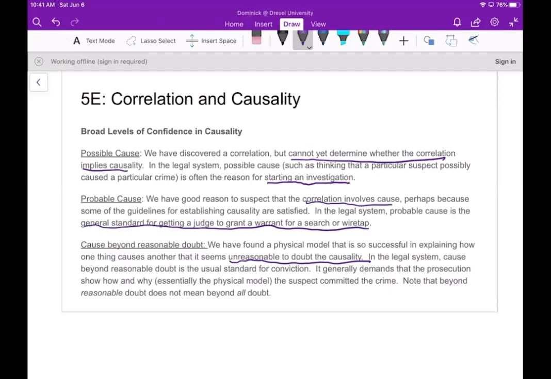It generally demands that the prosecution show how and why the suspect committed the crime. Now, of course, one thing to keep in mind is that beyond reasonable doubt does not mean beyond all doubt, right? So again, it's one of those things where it's not a 100% guarantee in most cases, but beyond reasonable doubt is sort of the key there.